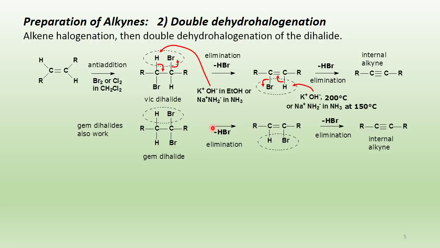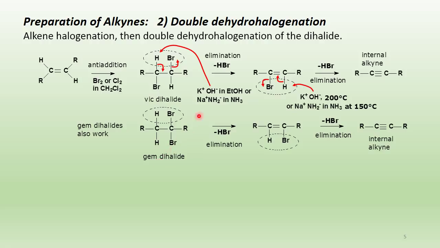I want you to note that for this reaction to occur, a vic dihalide is not the only possible starting material. You can also use a gem dihalide. Whereas a vic dihalide means that the substituents are on adjacent carbons, a gem dihalide has the substituents on the same carbon. The word gem derives from the Latin Gemini, which refers to twin stars, in fact. The process is the same.